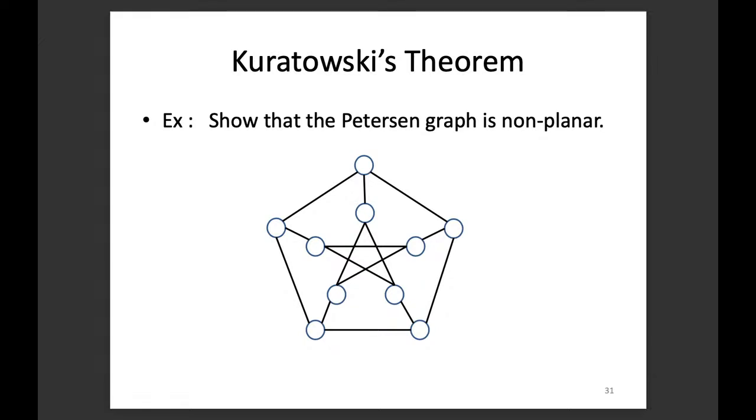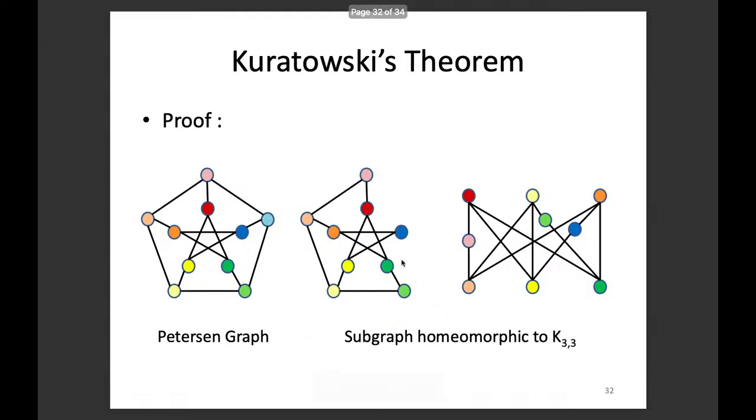So how can we show this? The idea here is very simple. First, I'm coloring the vertices in distinct colors to make it easier to see what happens. The idea is we just take away one vertex. Any vertex is okay. So I take away this vertex, and this is the remaining graph. This is a subgraph of the original one.